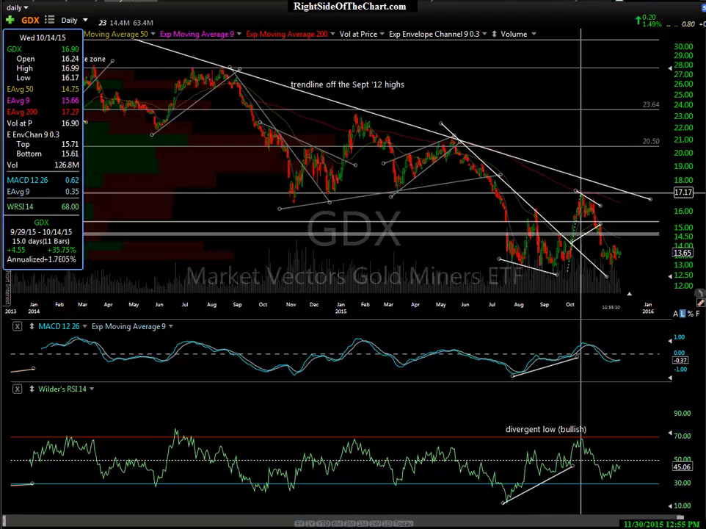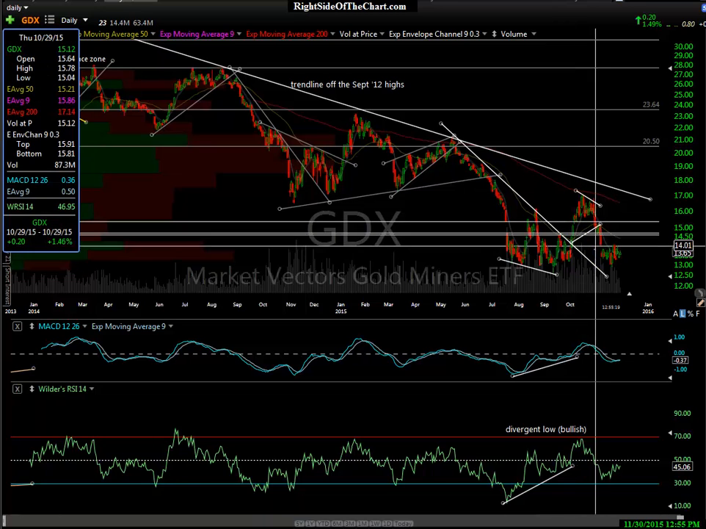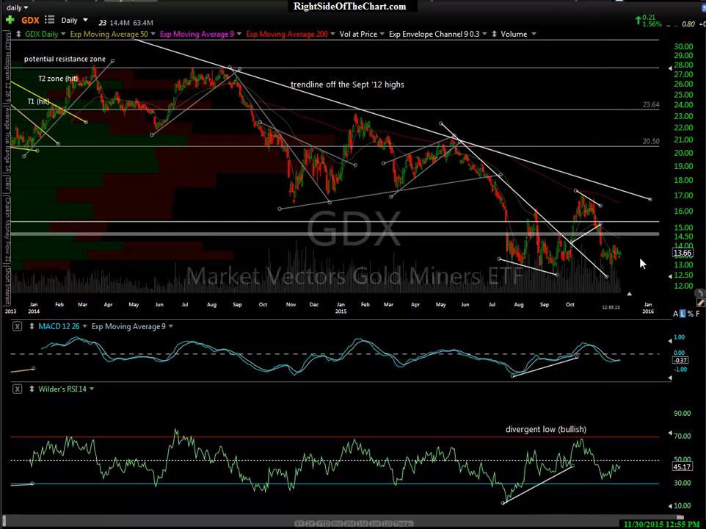And that was in the GDX alone about a 36% rally off the lows. And even if you waited till the wedge breakout there, there was still a 20+% rally in GDX. So prices have fallen back down. Again, there's that divergent low I like to look for. We had a trend line break and a nice trade in the miners.